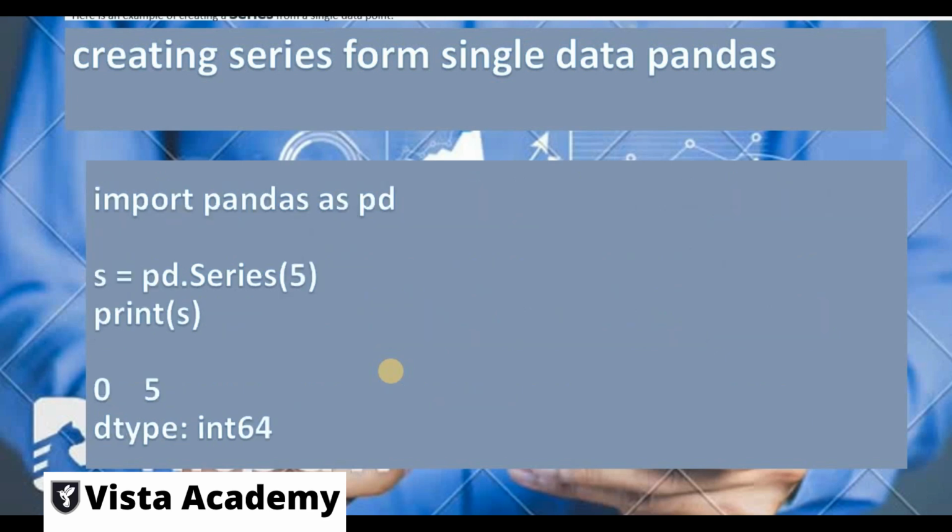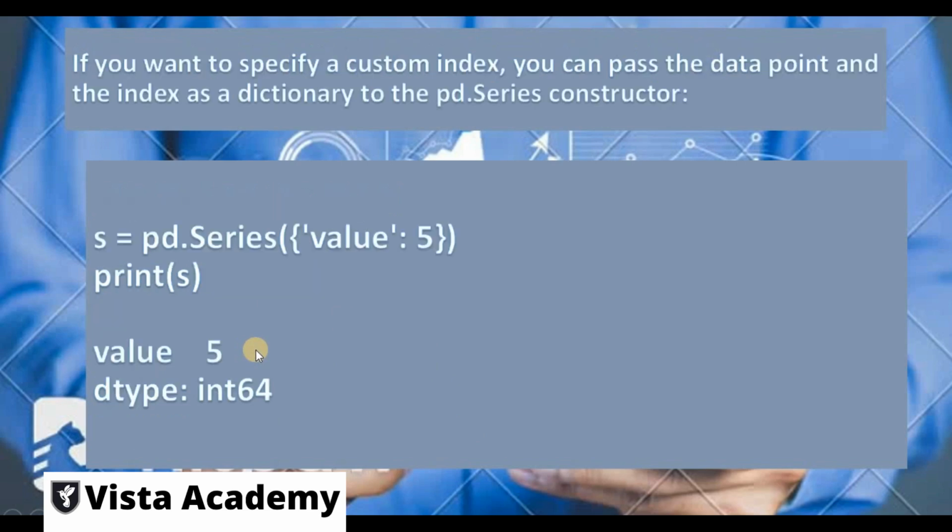So import pandas as pd, pd.Series(5), and it will give an index of 0 and its value as 5, and it is an integer. And if you want a custom index, you can pass the data point and index to the pd.Series constructor. So like we have created here a value and then 5, so it will create a series. The value 5 is given here, and the type is integer.